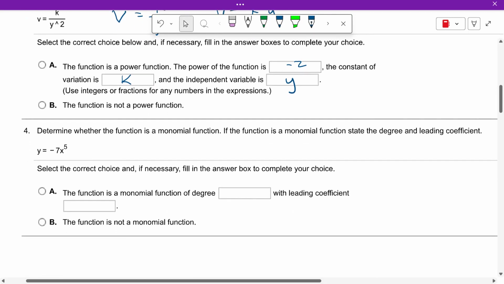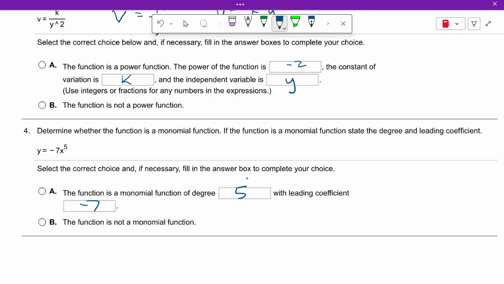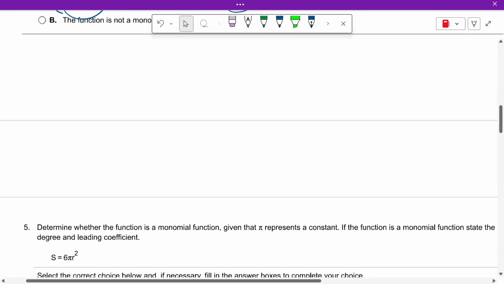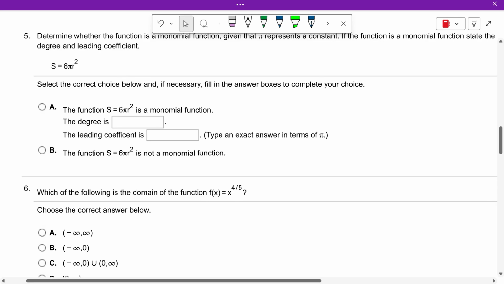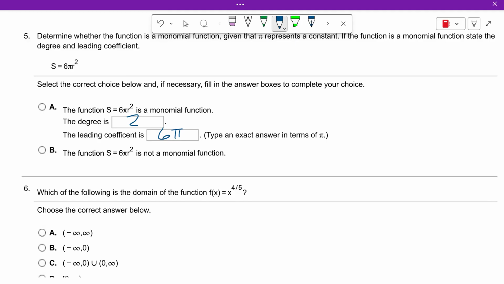Okay, here's a monomial function. What's the degree of the monomial function? 5, leading coefficient. So basically, power and constant variation mean the same as degree and leading coefficient. That's what that question was getting to. Here's a monomial function. What's the degree? 2. Leading coefficient is 6 pi. Okay.